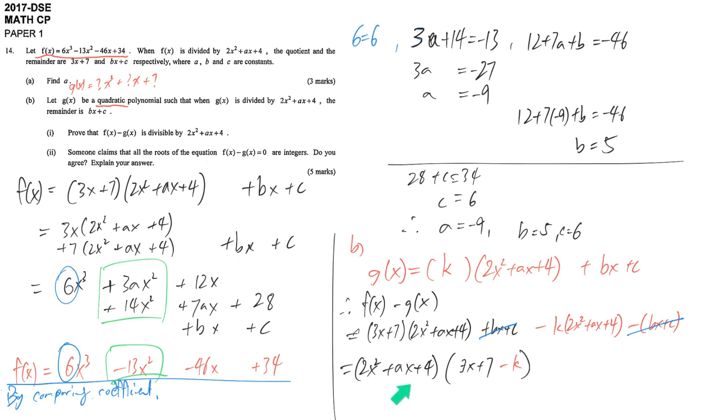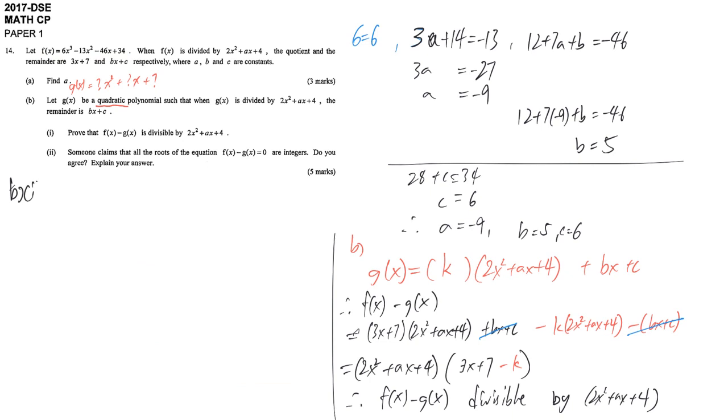If you can write it in this format, with only one term times something, then that means you have enough evidence to claim that this is divisible by 2x squared plus ax plus 4. So therefore we make our conclusion. We finish part B1.